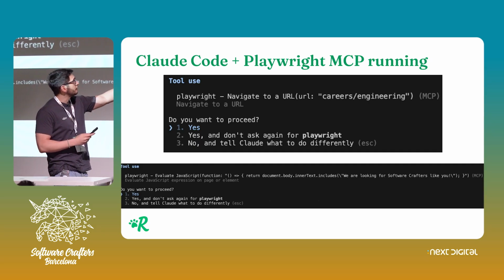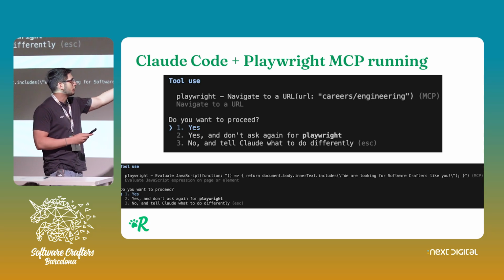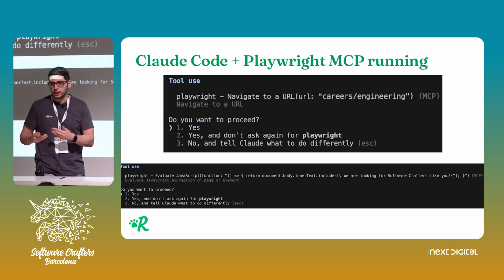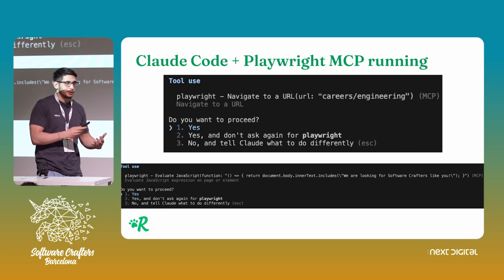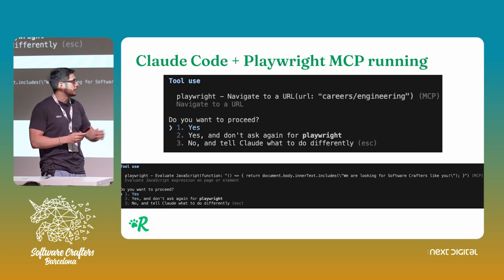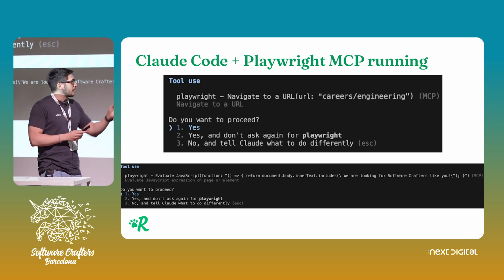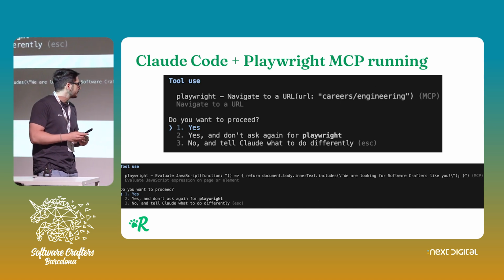The first one is navigate to the URL, careers engineering. Yes, and it asks you, do you want to proceed? That's nice because you can check what it's doing behind the scenes. Or if you don't want to see that specific tool anymore, you can say, "Hey, don't ask again, go ahead." And the other one is evaluate JavaScript, to evaluate if we actually have that text, and if we want to proceed.